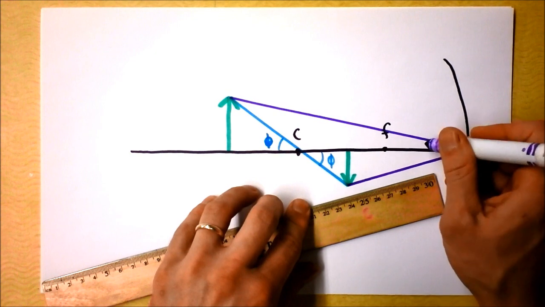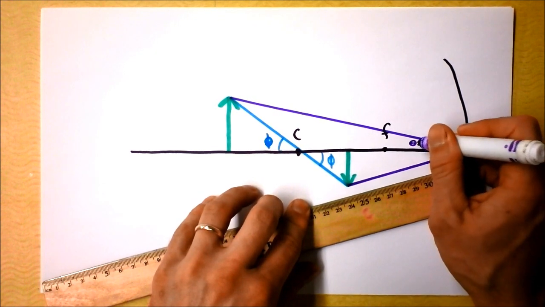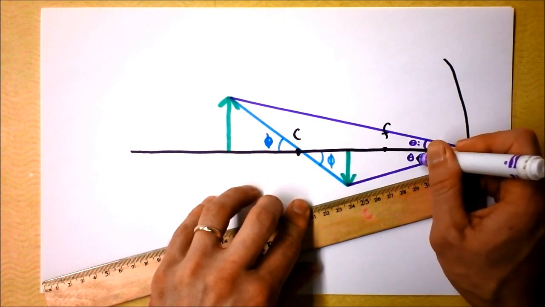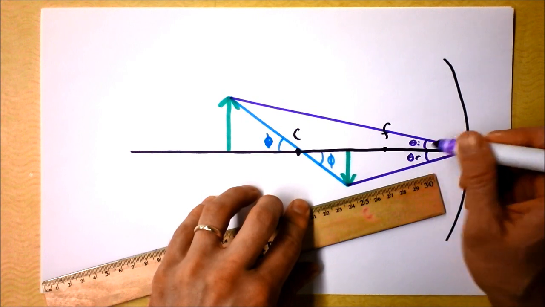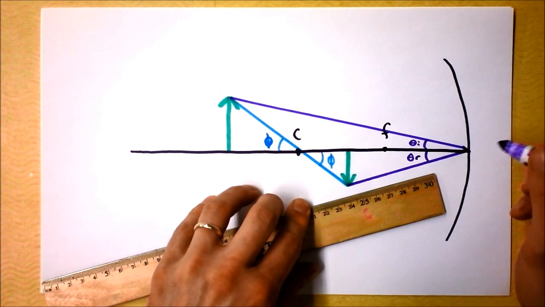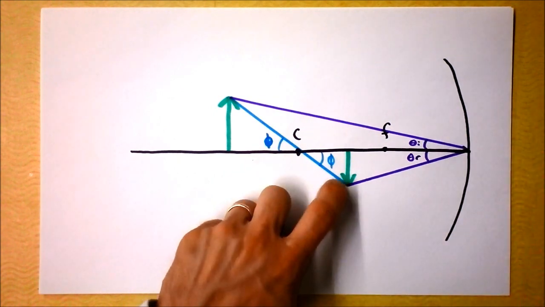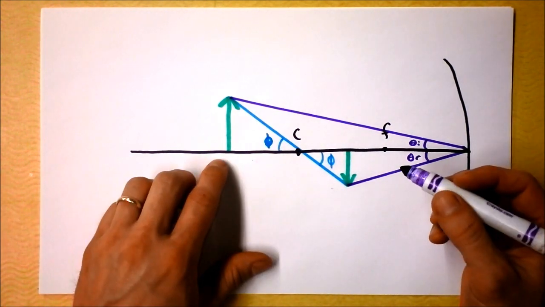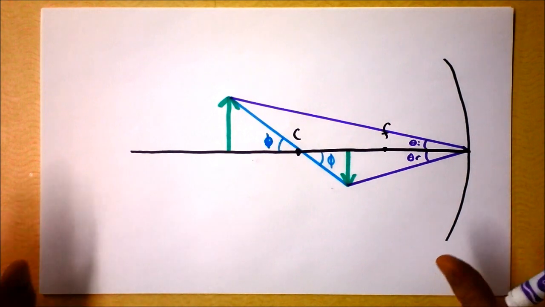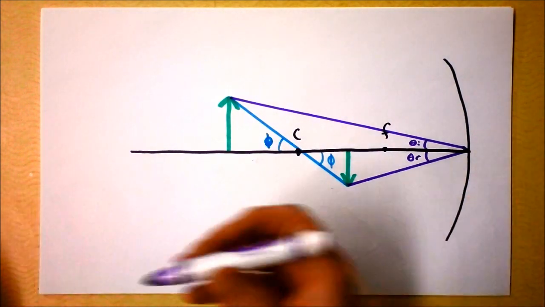This angle of incidence is the same as the angle of reflection because it's hitting where it looks like a planar mirror right there. And so theta is theta and phi is phi, and we've got ourselves two similar triangles. I'm not going to shade them because I think that would just make it really complicated.